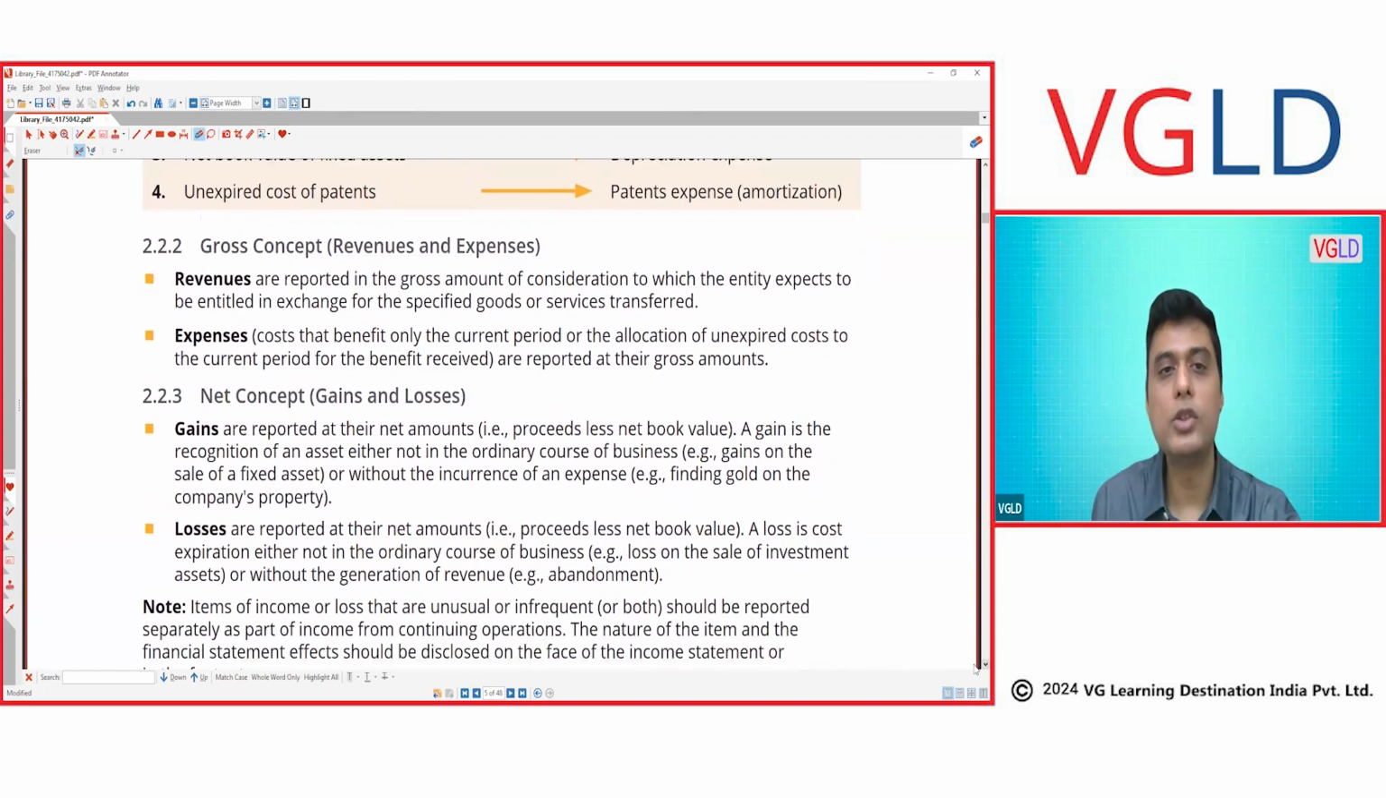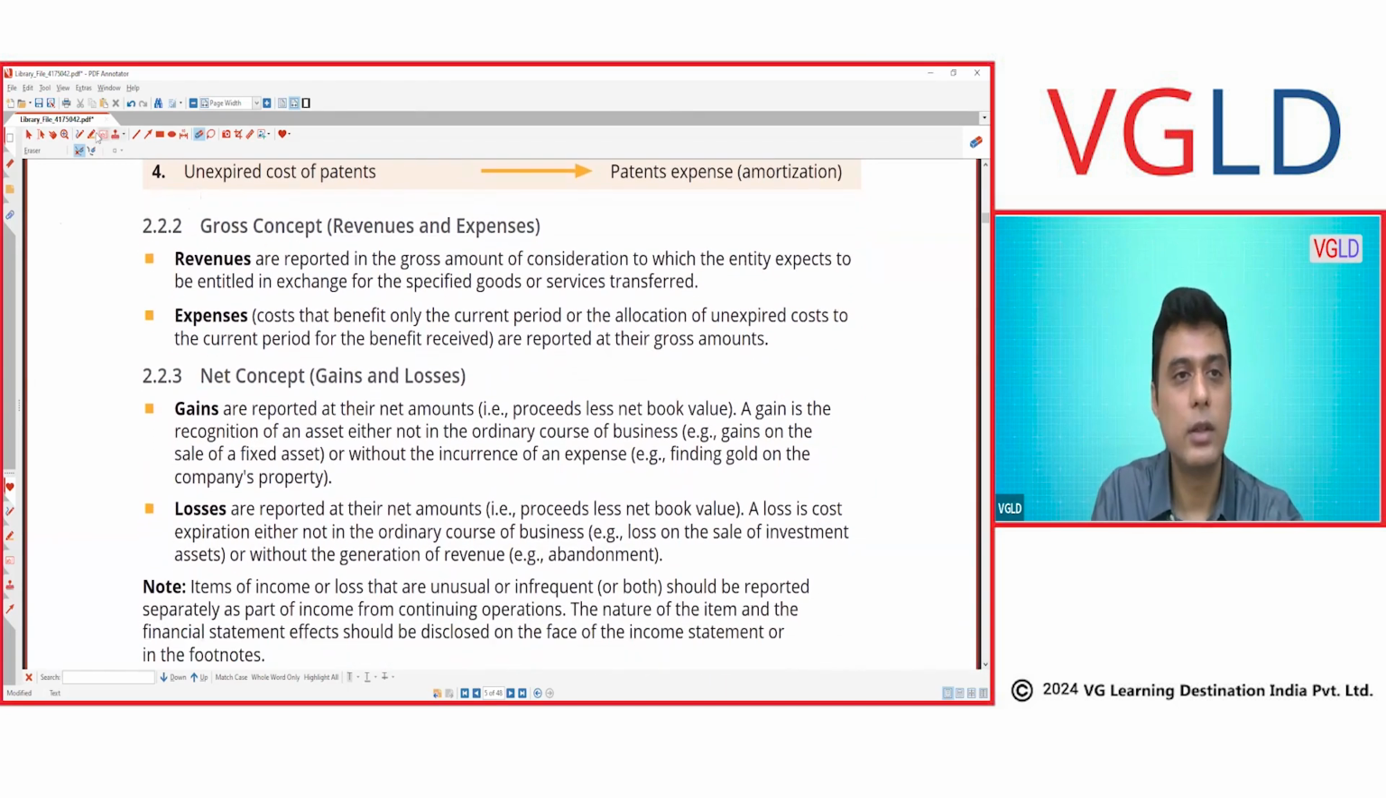Okay, so now this is also another important concept here, the gross concept and the net concept. Now here, when we say gross and net, we are not talking about tax, not gross of tax, net of tax. We are not talking about tax here. This is a general gross and net concept. Revenues are shown at gross amounts, expenses are shown at gross amounts, whereas gains are shown at net amount, losses are shown at net amount.